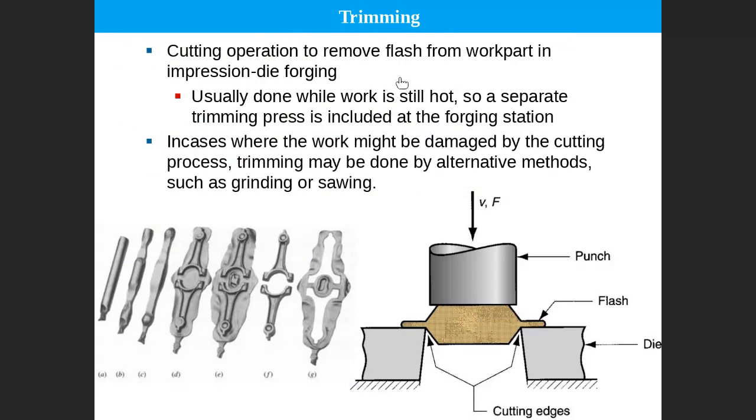Next is trimming. The word trimming means removing extra material. Someone will say that you told us in a forming operation there is no cutting. Yes, there is no cutting, no material removal, but in some cases a forging operation is associated with extra material that needs to be cut, right? Like what? Like flash forging operation.